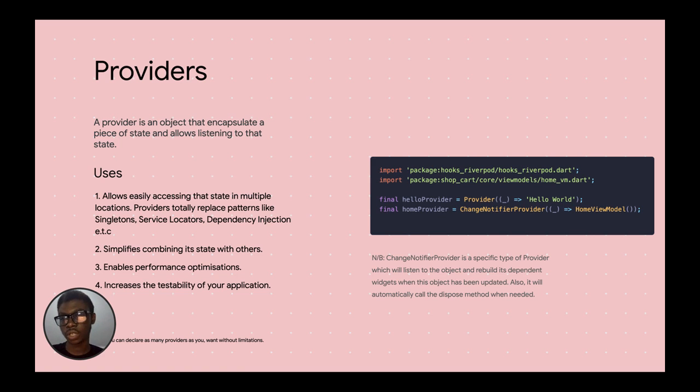Okay, then we have uses of provider. There are so many different uses of provider, but these are the simplest uses. Number one is it allows easily accessing states in multiple locations, and also providers help to totally replace patterns like singletons, service locators, and dependency injections. So what this means is that provider helps you to reduce and replace old patterns like singletons, service locators like GetIt, and dependency injectors.